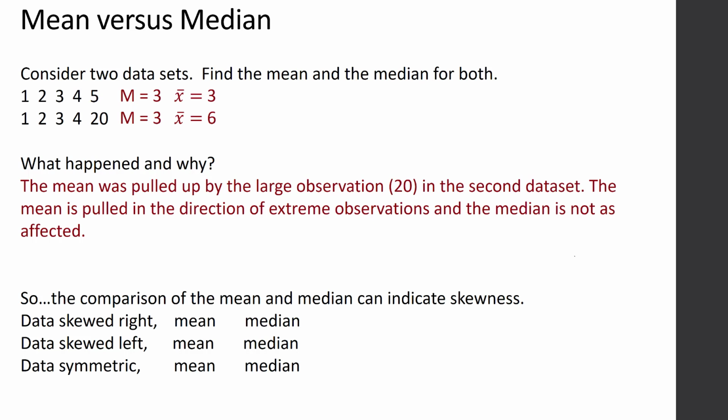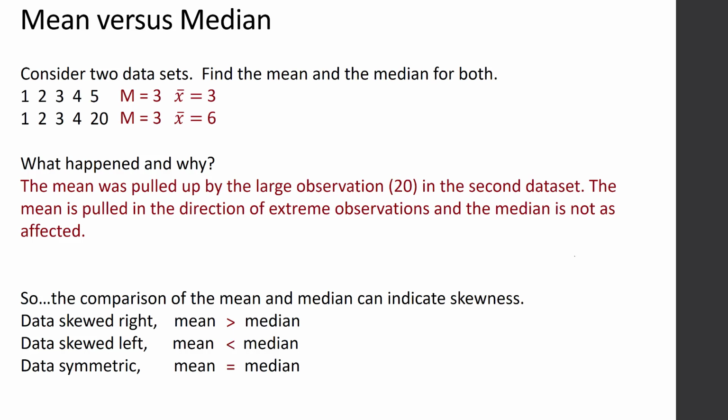In general, the mean is going to be pulled in the direction of extreme observations, and the median is not as affected. So if you have a skew or outliers, the mean is going to go in the direction of those outliers or the skew. If your data is skewed right, then your mean is going to be greater than your median, because the skew in the right direction means you have extreme observations in the high end of the distribution, so the mean is going to be pulled up. If your data is skewed left, you've got extreme observations in the low end of the distribution, and the mean is going to be less than the median.